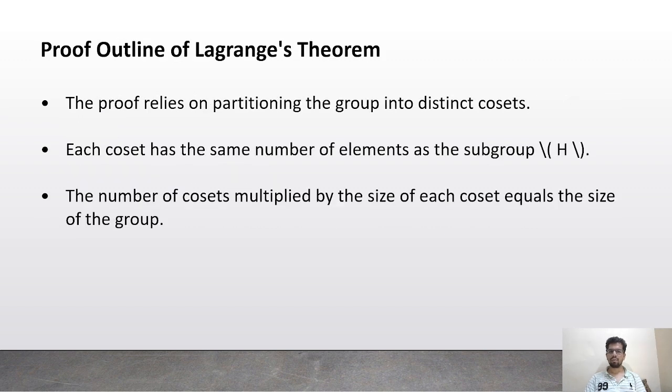Proof outline of Lagrange's theorem. The proof relies on partitioning the group into distinct cosets. Each coset has the same number of elements as the subgroup H. The number of cosets multiplied by the size of each coset equals the size of the group.